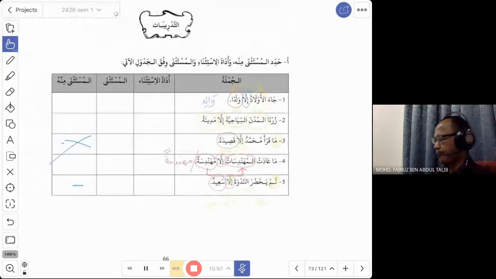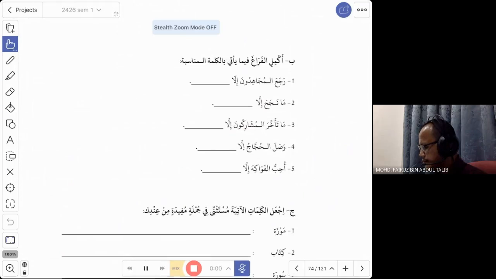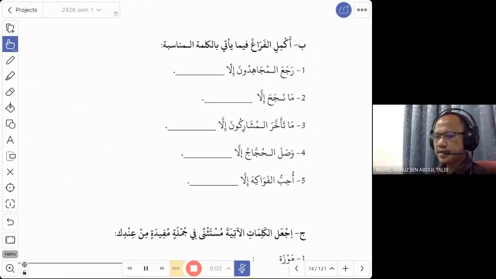Now, any questions? Okay. Now we come to the application of mustasna in the sentence. So farag, complete the blank. Fill in the blank in what follows with a suitable word. Any words as long as the meaning is correct. But we want to see the ending of that word. Do you end it with a fatha or dhamma or kasra? Let us do this. Okay, number one.